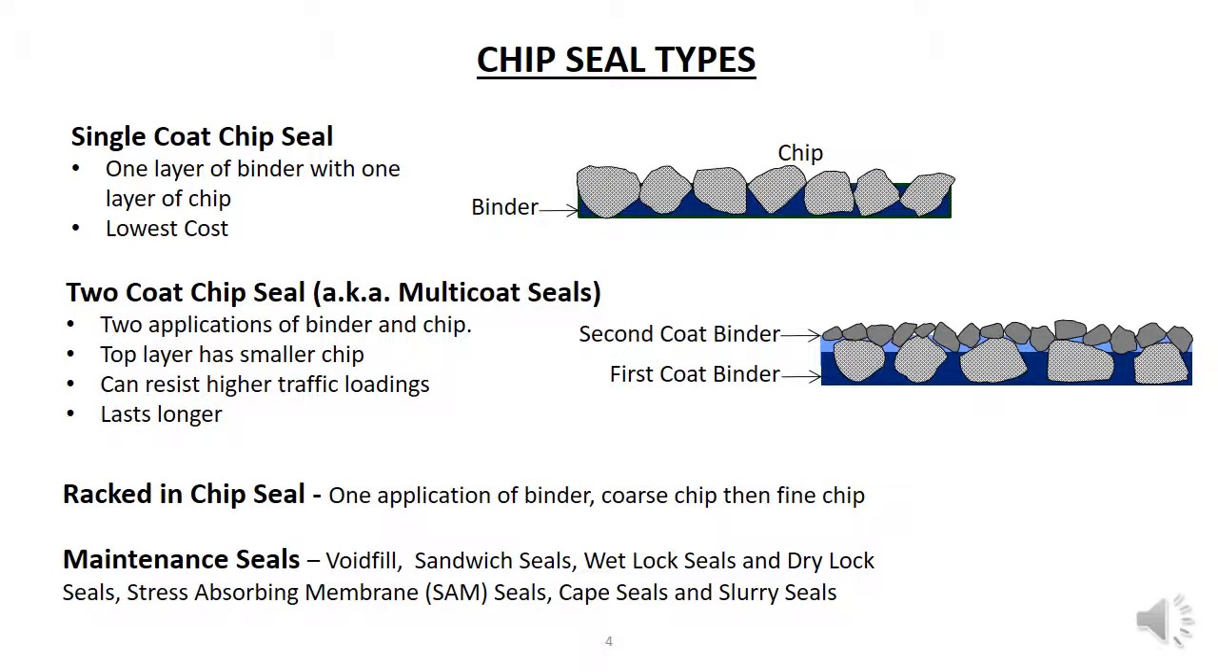There are different types of chip seals. Single coat chip seals have one coat of binder with one layer of one grade of chip. This is the lowest cost chip seal and is used for low traffic loadings.